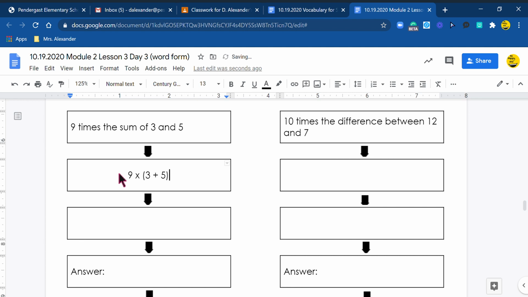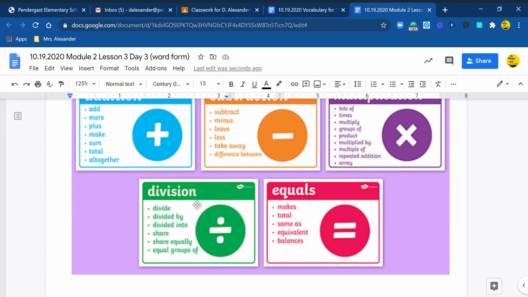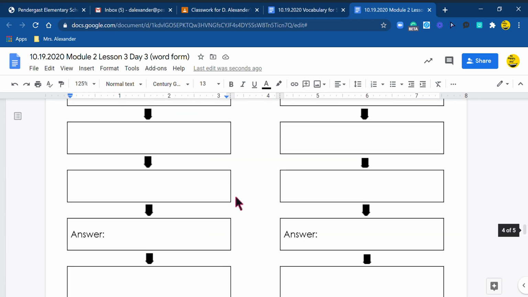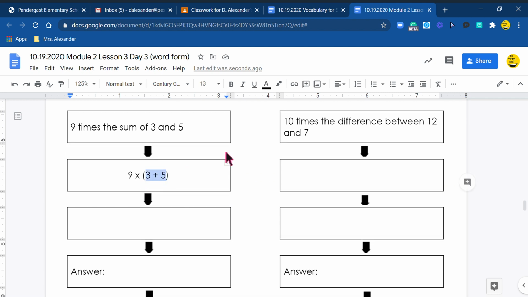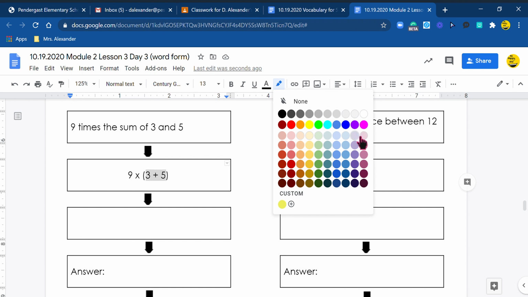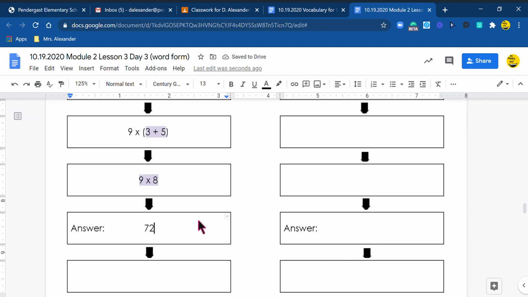Now, if you're not too sure what some of these words are, remember you can always go down to the bottom and look at the neat picture I put on here to help you out. So let me quickly get back up here. Again, I highlight the one I'm doing first. So I have 9 times 3 plus 5, you guys. You're right, 8. And now I highlight 9 times 8, because remember, I do it once, I do it to all my problems. And now what's 9 times 8, you guys? You're right, 72.